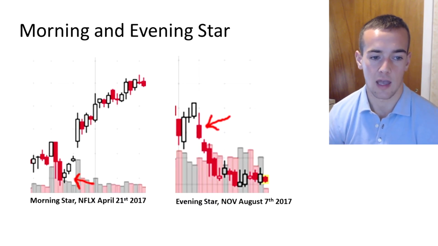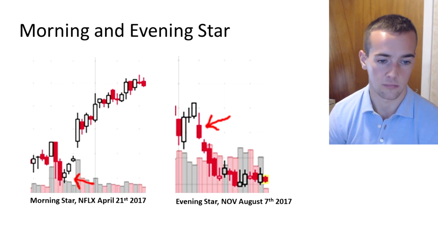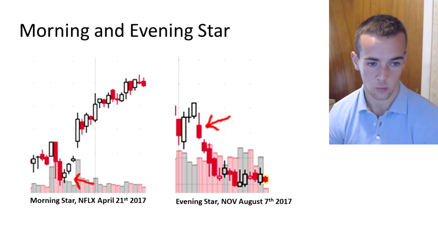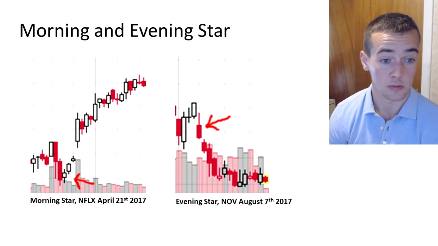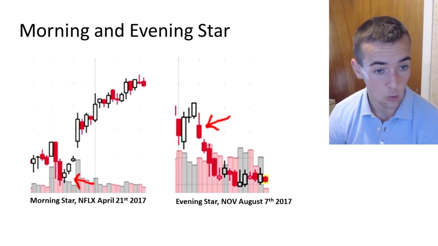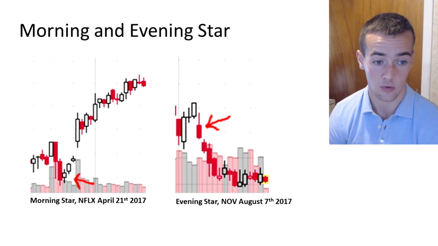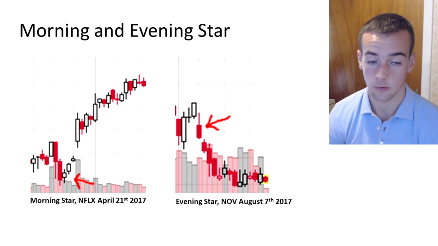On the left here, we have an example of the morning star with Netflix stock back on April 21st of 2017. And then there were multiple days up in a row, and then the stock gapped open and went into a nice little uptrend there. So that would have been a good pattern to pick up on.